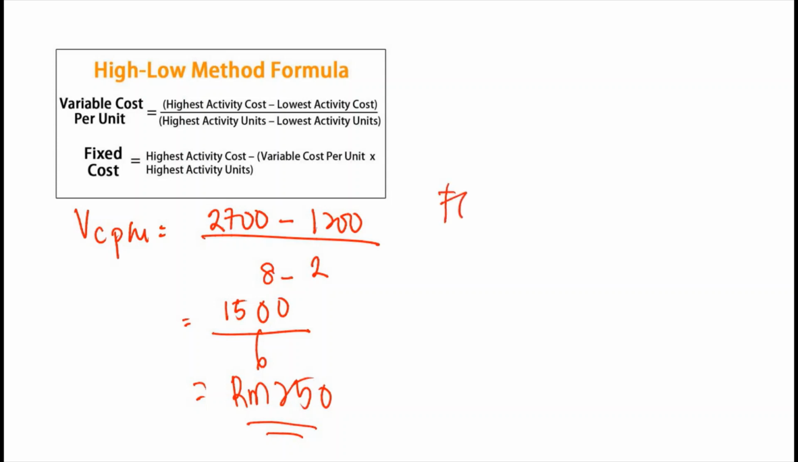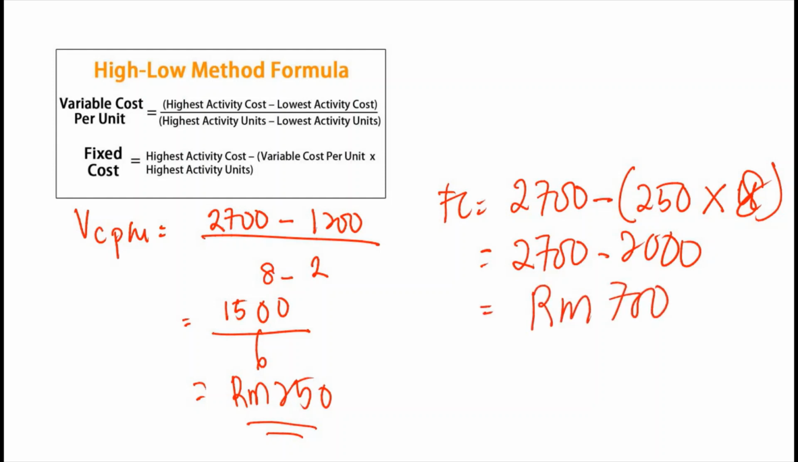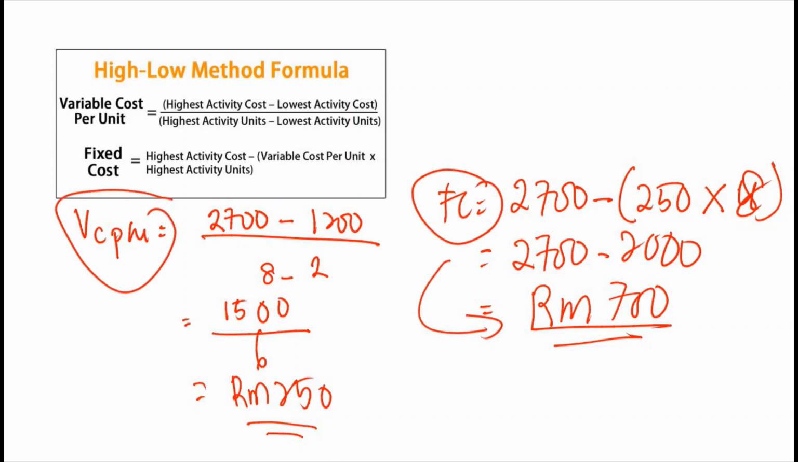From this information, you straight away apply it in the fixed cost. So your fixed cost is equivalent to 2,700 minus the variable cost per unit of 250 times the highest activity unit, which is 8. So from there, 250 times 8 is 2000, and 2700 minus 2000, the fixed cost would be RM 700. This is the total fixed cost, RM 700, and this is the variable cost per unit, which is RM 250. Alright, so moving on.